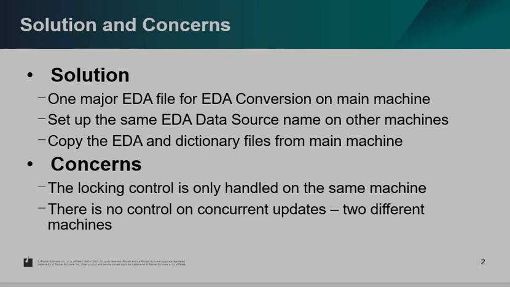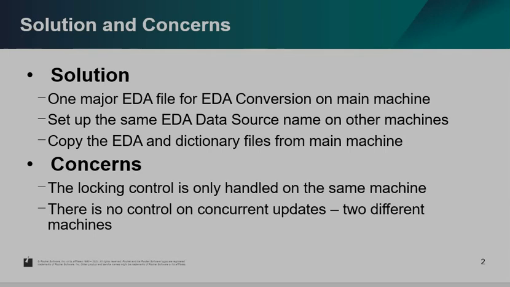First, you need one main EDA server to convert a U2 file into an EDA file on the main machine. Then set up the same EDA data source on the other machine. Then you can copy the EDA file and dictionary file from the main machine to the other EDA server.